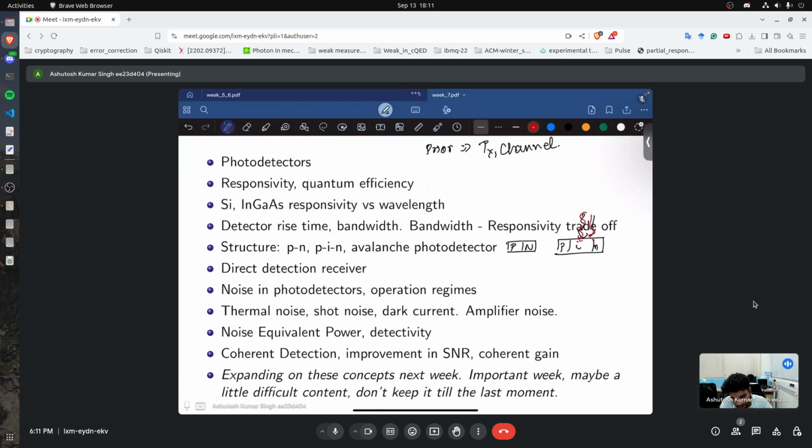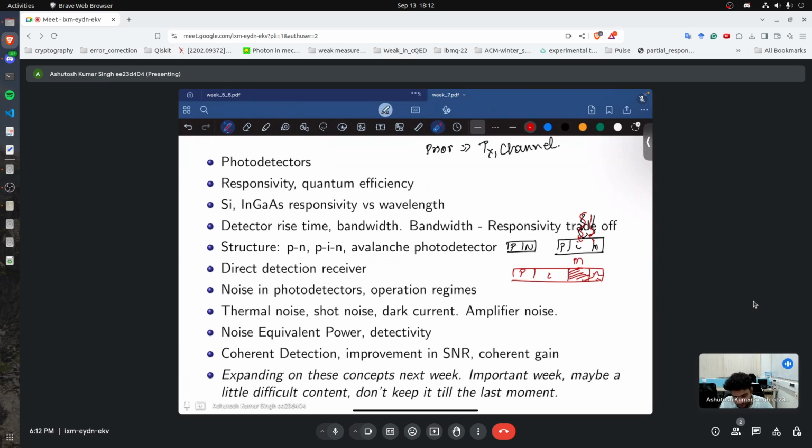And then we looked at another kind of diode, which is the avalanche photodiode. An avalanche photodiode has a normal P and I, and then this highly doped multiplication region, and this is N.